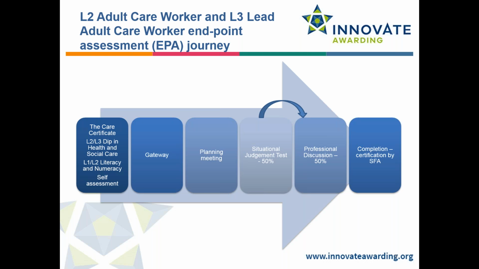For the level 2 adult care worker, they'll be completing the level 2 diploma in health and social care, and for the lead adult care, they'll be completing the level 3. We'll also have to ensure that literacy and numeracy and also a self-assessment has been completed, and that's before the apprentice can enter the main assessment components that are included within each of these standards.